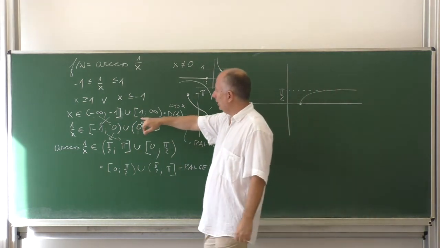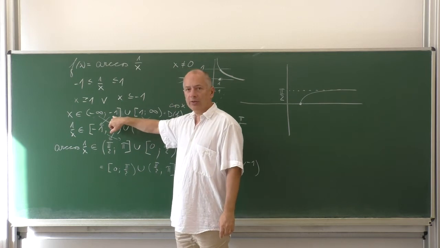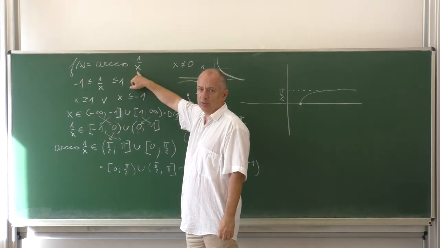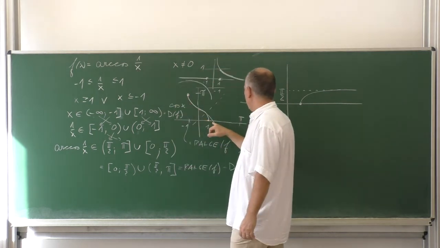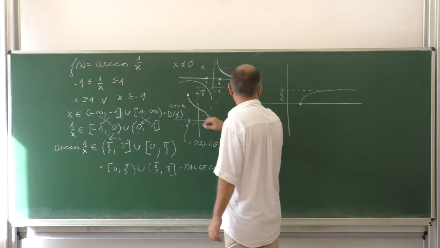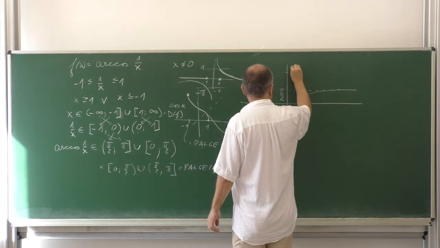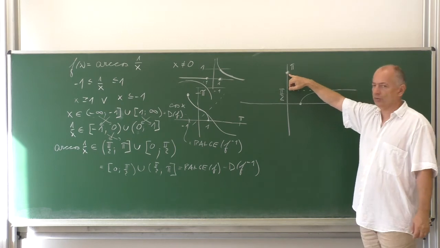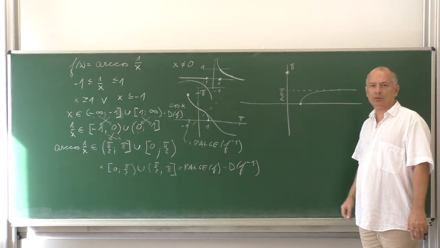And what about negative x? If x is minus 1, then 1 over x is also minus 1. And arc cosine of minus 1 is pi. So this point, minus 1 pi, is part of the graph.